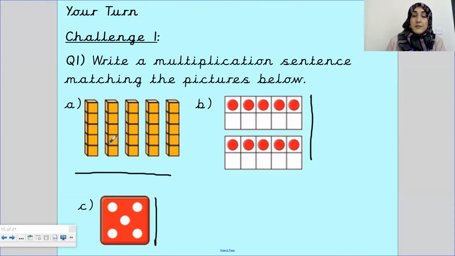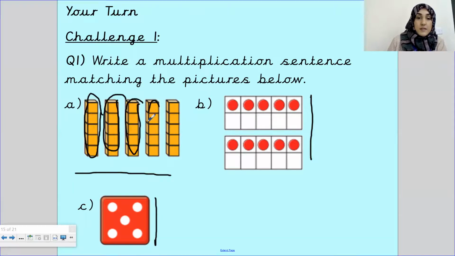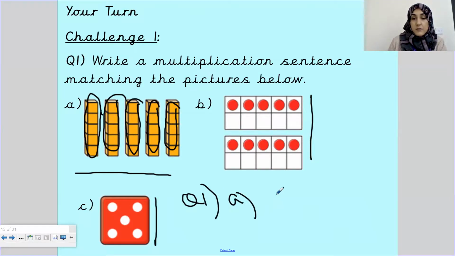Now, for the first one, remember you're counting the lots. So here is 1 lot. Here is 2 lots, that's 3 lots, that's 4 lots, and that's 5 lots. So for question 1, A, you've got 5 lots multiplied by how many cubes are in each lot?